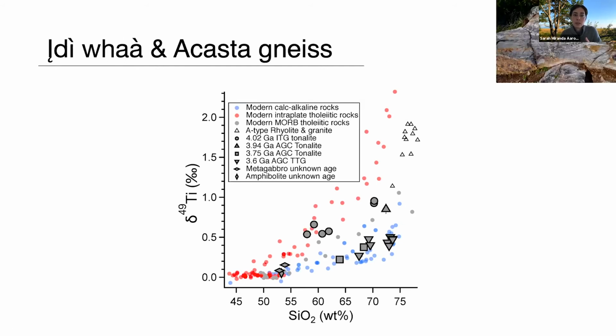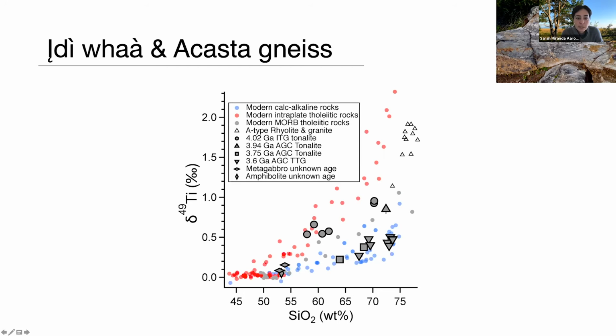So what did our Idowa and Acasta Gneiss samples tell us? All of the Idowa and Acasta Gneiss samples are plotted on top of this modern data. Our ancient rock samples are these gray symbols shown here, and our modern data are the colored symbols in the background. And our 4.02 billion year old Idowa gneiss are these gray circles overlain on top.